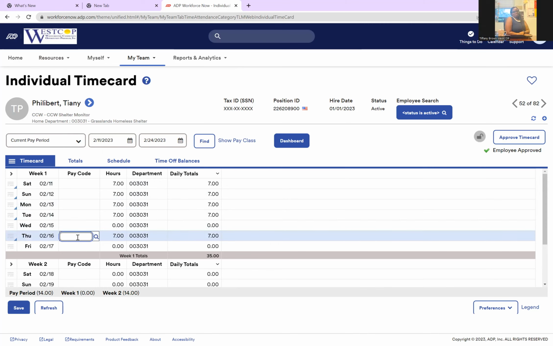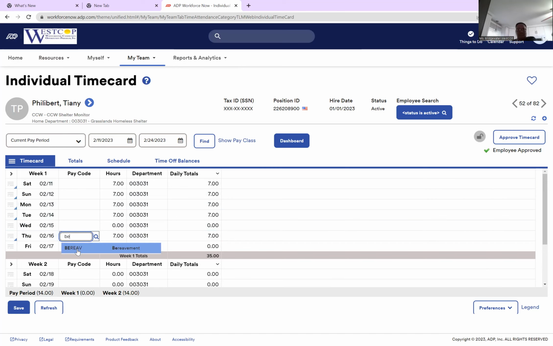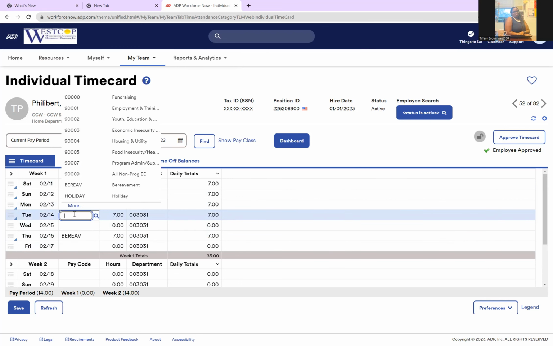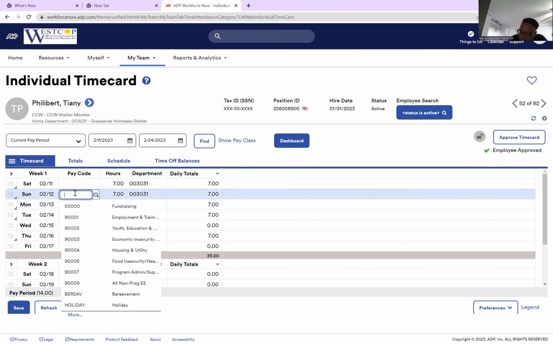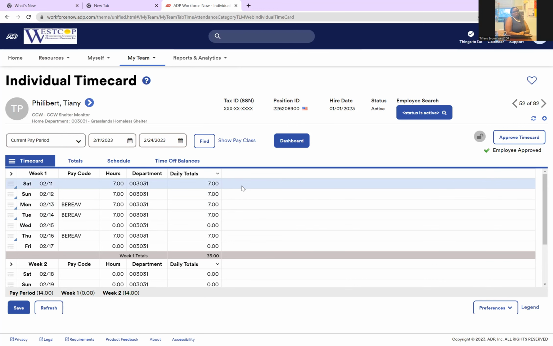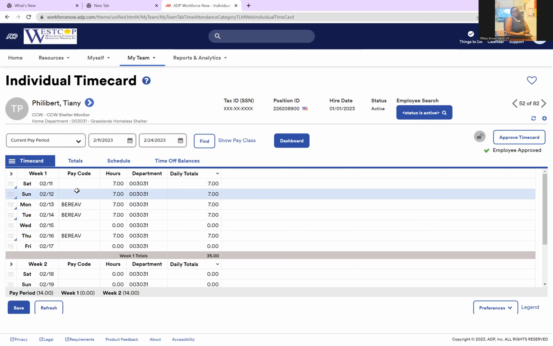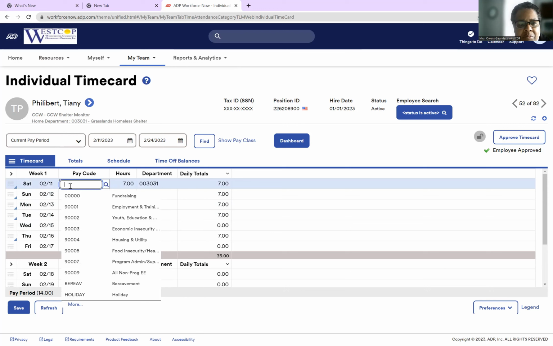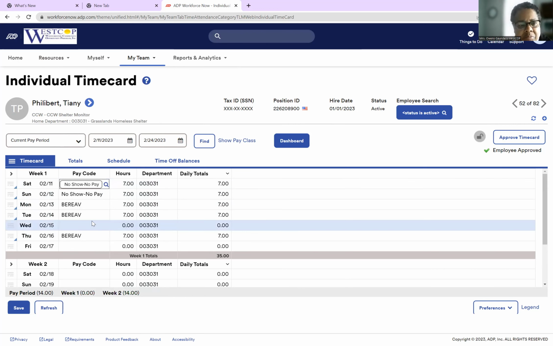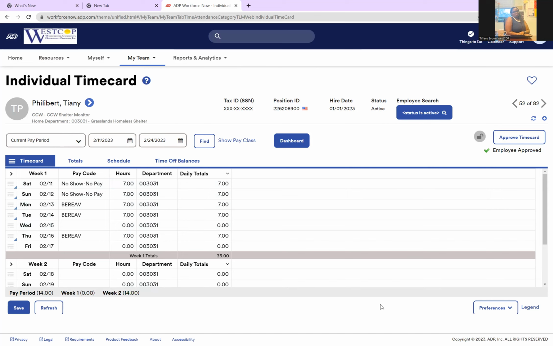Okay. So we're going to give her 3 days bereavement. We're going to type in BE and it comes up bereave and you click on it, right? She only gets 3 days of bereavement. So at least she'll get paid for that. Now, we still have 2 other days that we know she wasn't there that are on her time card. What are we going to do? We're going to hit no show, no pay. That's it. Remember, these are full-time employees, so we always have to put their time in. It always has to be completed.